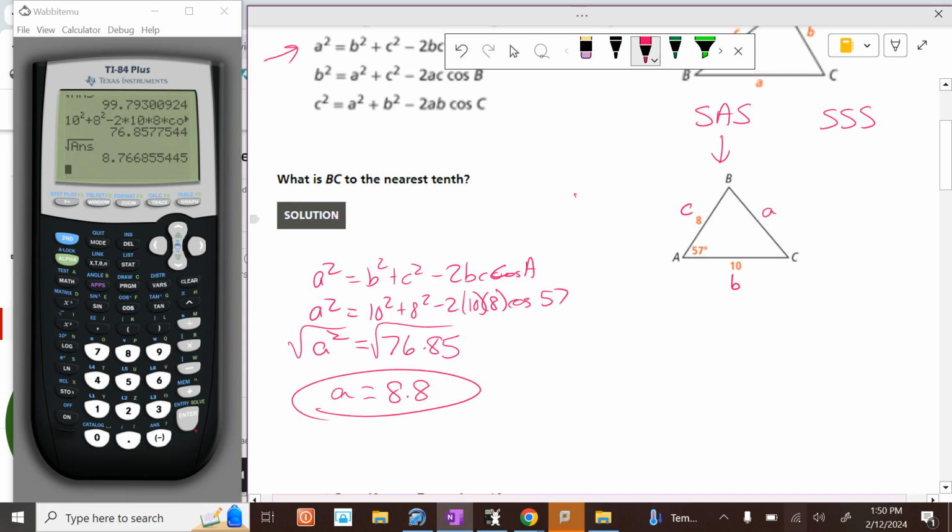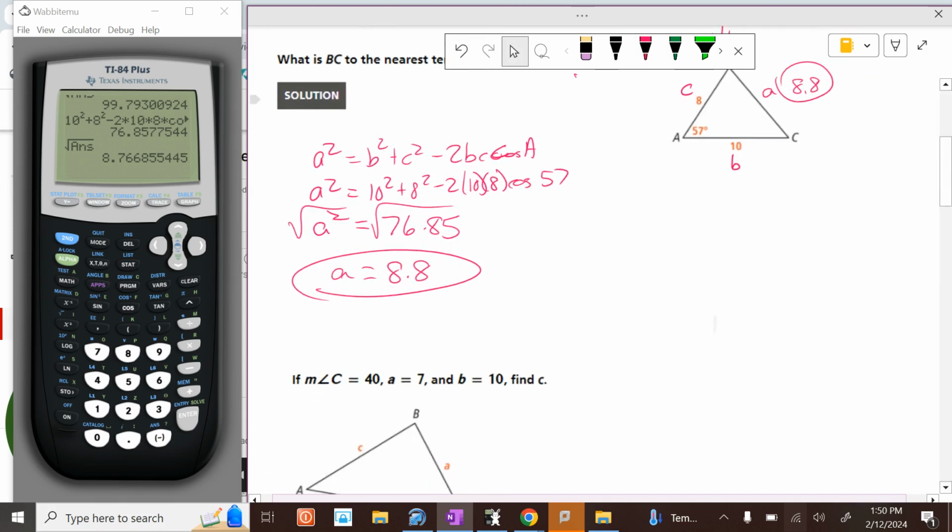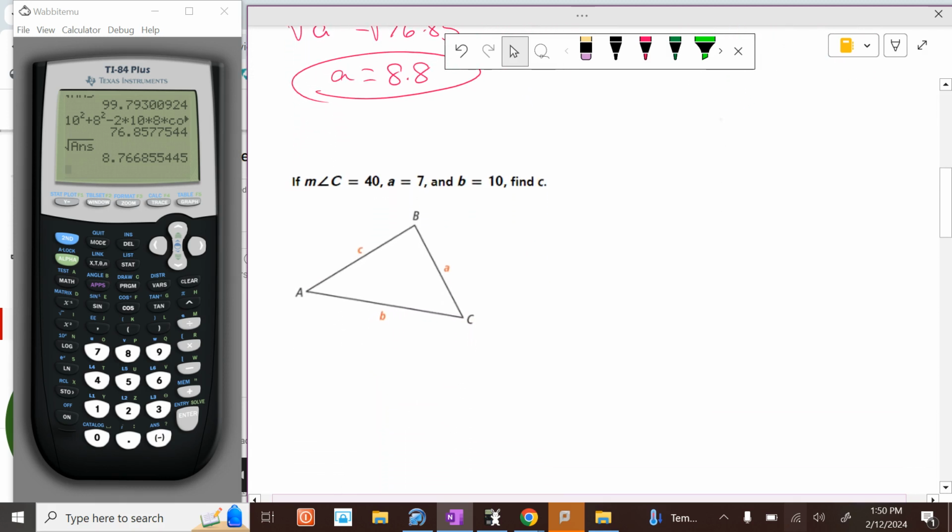Easy peasy, lemon squeezy. The formula is really nice when you're finding a side. Just stick this whole side into the calculator, type it straight in. When you get it, take the square root. Okay, just follow the formula. Formulas aren't very difficult to follow sometimes.